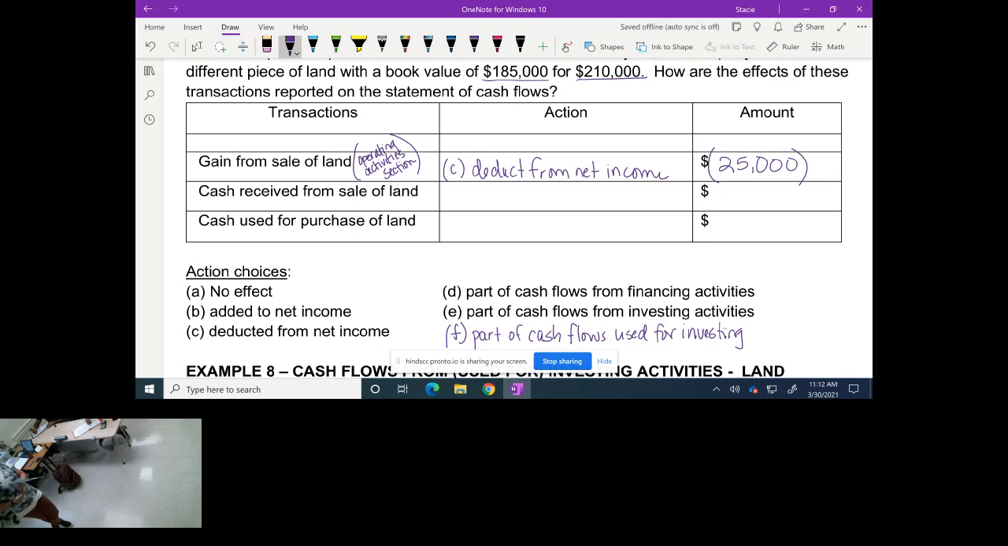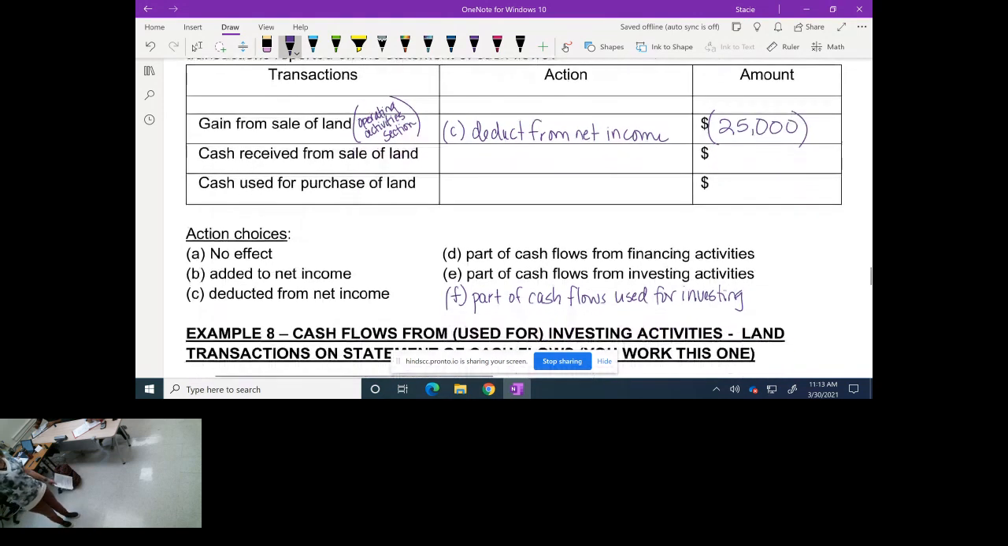All right, so cash received from sale of land. What are we going to do? Where does this fall in these choices? No effect, added to net income, deducted from net income. Part of cash flows from financing, part of cash flows from investing, or part of cash flows used for investing. Which one does it go under? From investing. Okay, so this is part of cash flows from investing. The reason it says from is because money comes in. You're receiving money from investing.